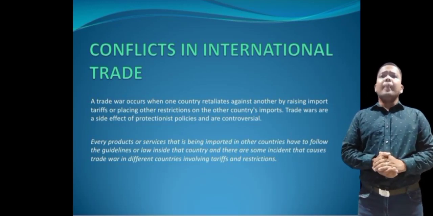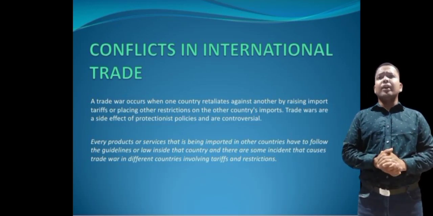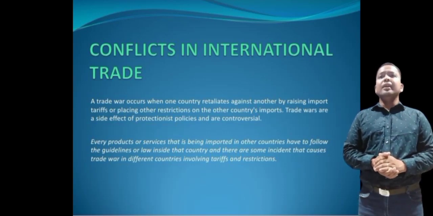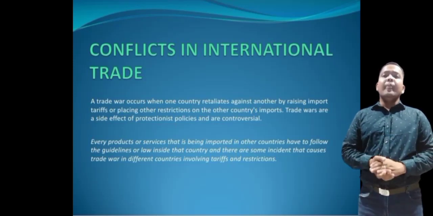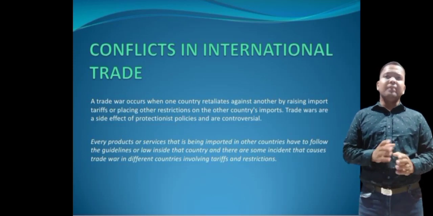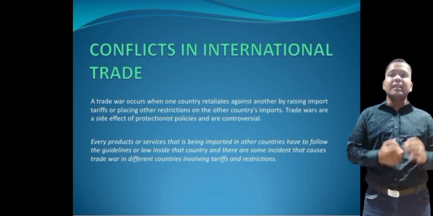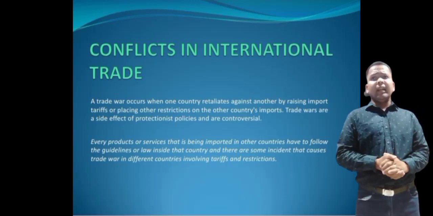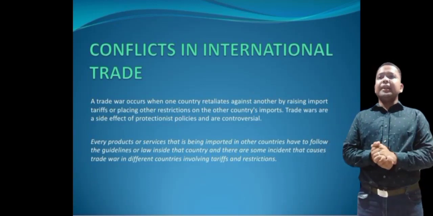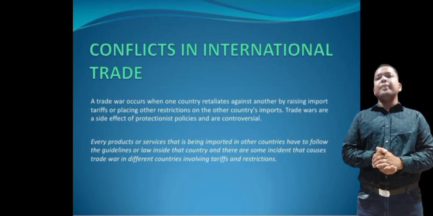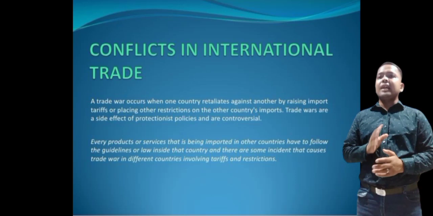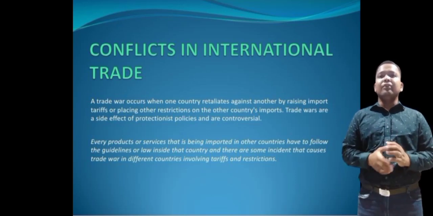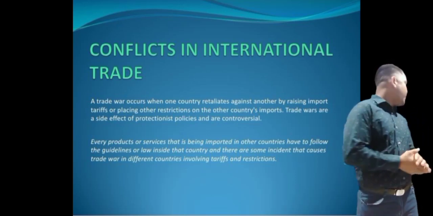Exchange rates. When the exchange rate between two countries' currencies fluctuates, it can impact the competitiveness of their goods and services in each other's markets. This can create tension and disputes between countries over the value of their currencies. Political conflicts. Political conflicts between countries can spill over into trade disputes. For example, a country may impose trade sanctions or embargoes on another country as a form of political retaliation.